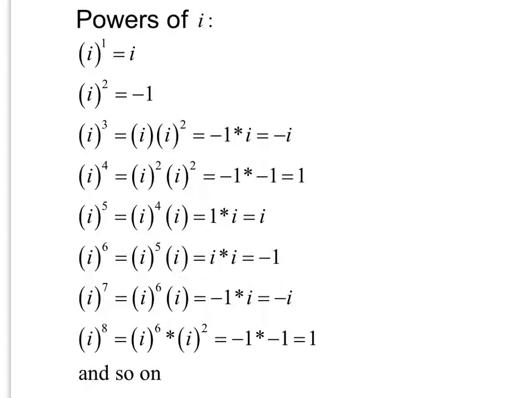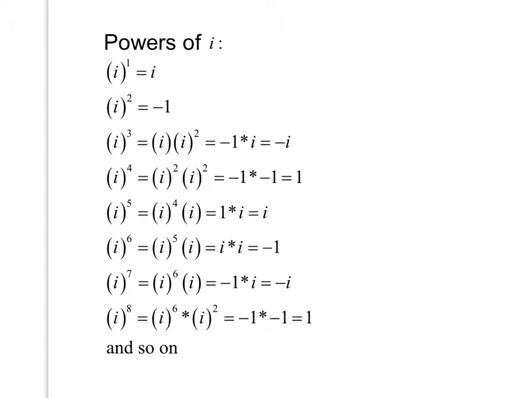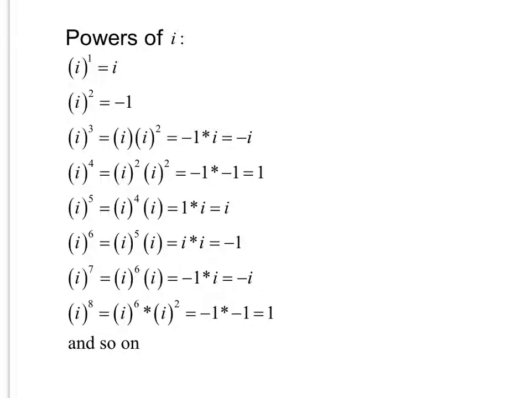Alright, now here is a key that we need to remember and recall. Okay, so let's look. i to the first is just i. i squared is -1. Well, no, it's just i times i is i squared, so it's -1.